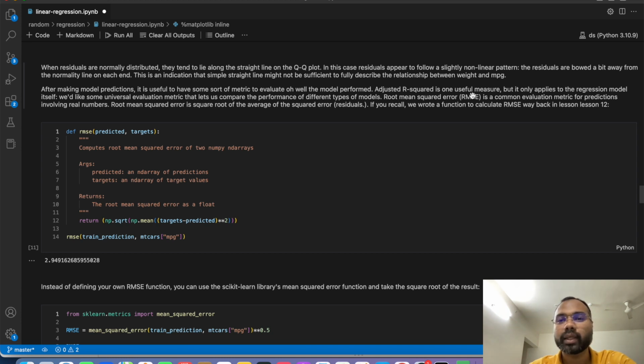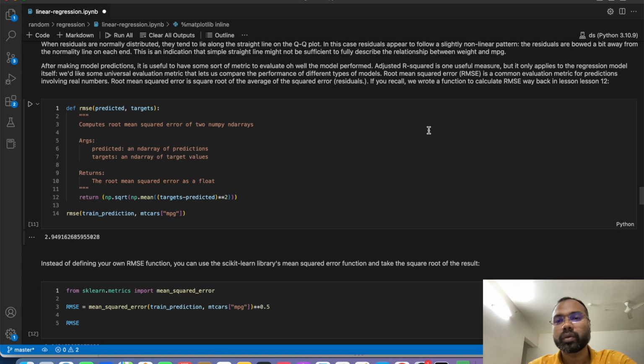After making model predictions, it is useful to have some kind of metric to evaluate how the model performed. Adjusted R squared is one useful measure, but it only applies to the regression model itself. We'd like some universal evaluation metric that lets us compare the performance of different types of models. RMSE is a common evaluation metric that I talked about earlier for predictions involving real numbers. Root mean square error is self-explanatory, right?